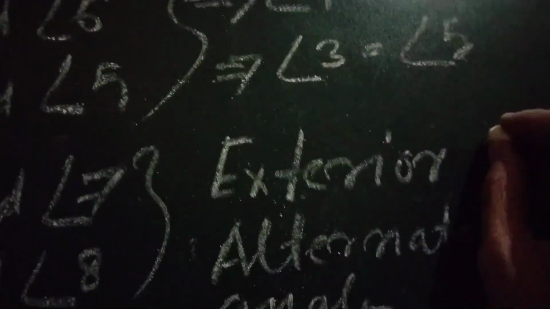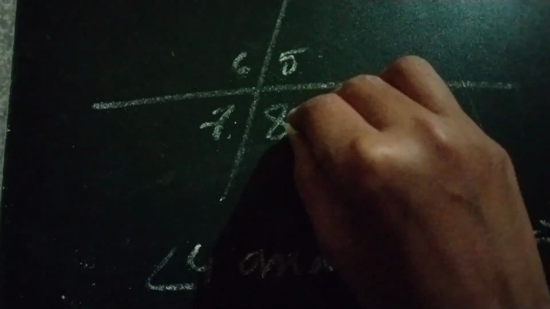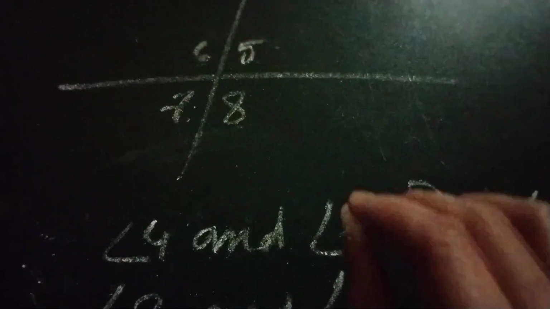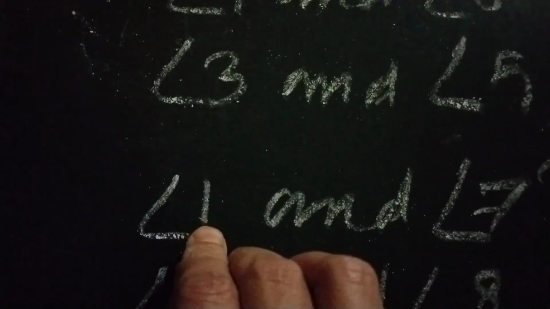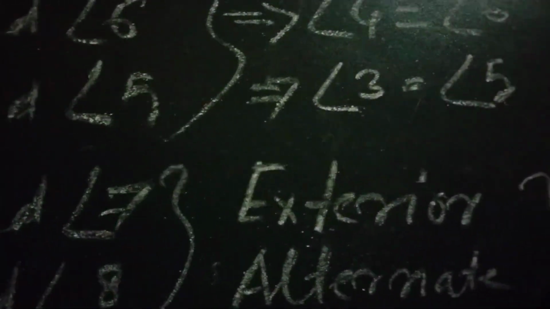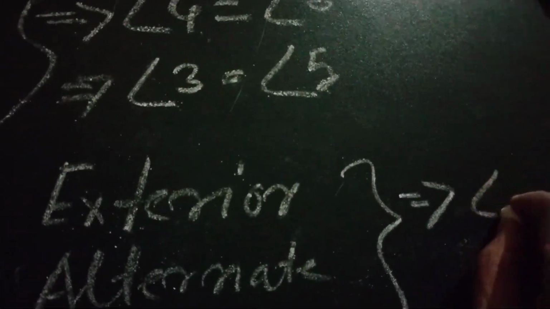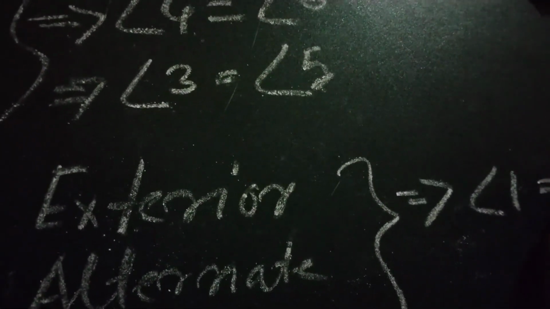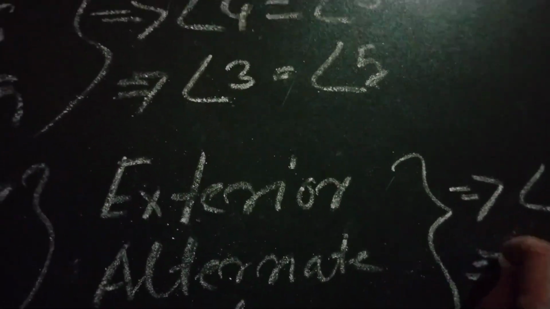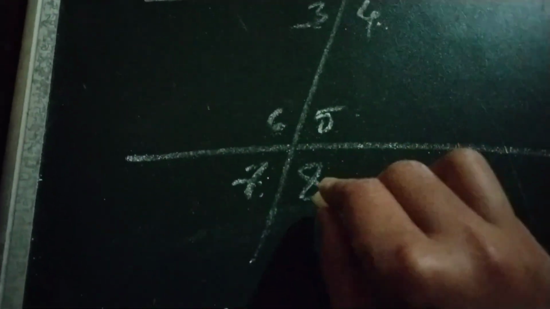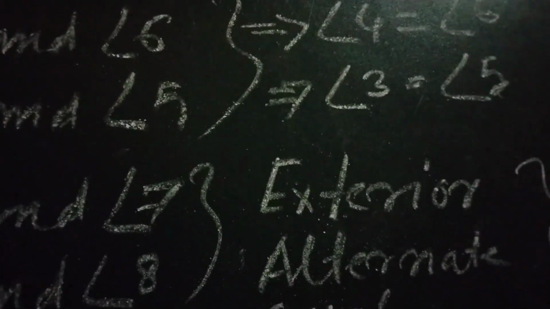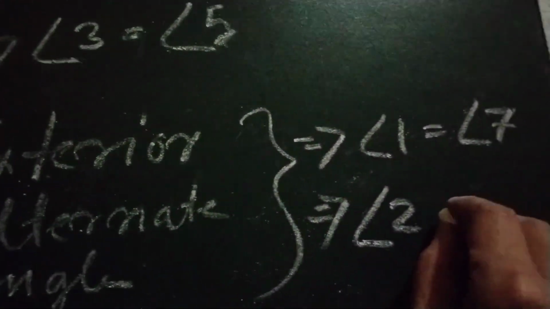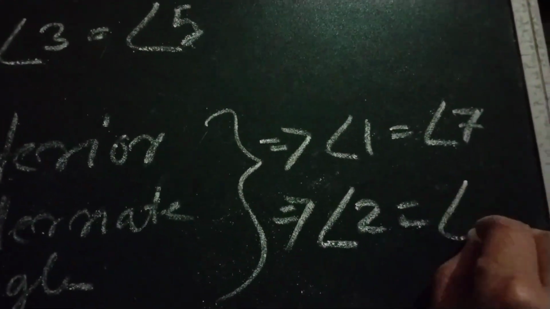Now we will discuss the two pairs of exterior alternate angles. Here, as the two line segments are parallel and intersected by one line, angle 1 and angle 7 are exterior alternate angles, and they will be equal. And angle 2 and angle 8 are also exterior alternate angles, and they will also be equal.